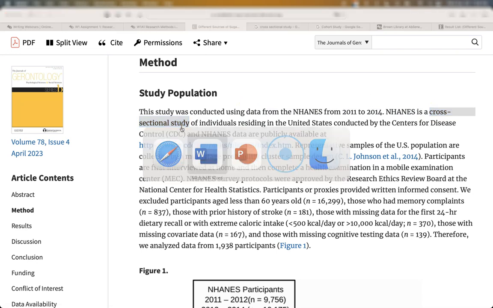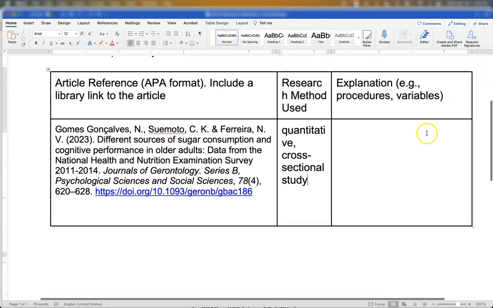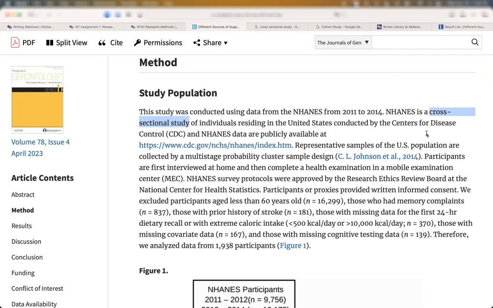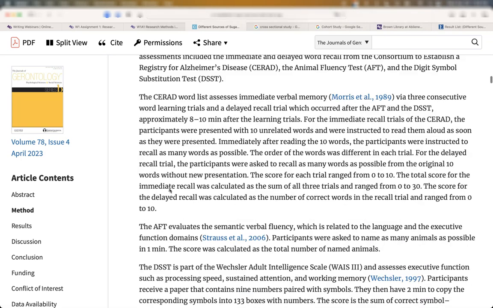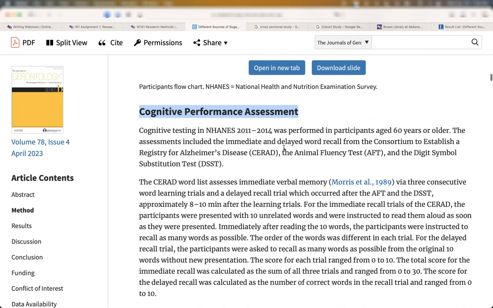All right. Quantitative cross-sectional study. And what's an example of it? Well, they were using different types of data, and for looking at that data, we don't want to spend too much time on the study population. We want to look at, oh, they were using a trio of cognitive performance assessments. All right.